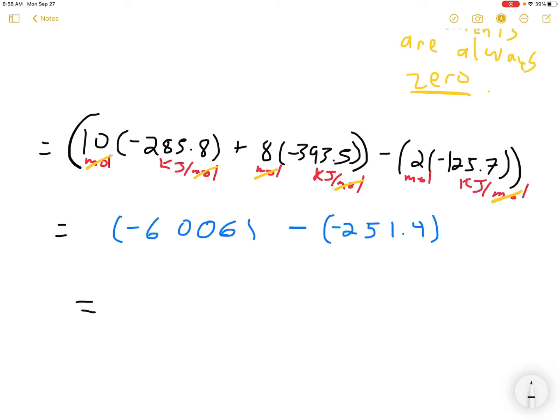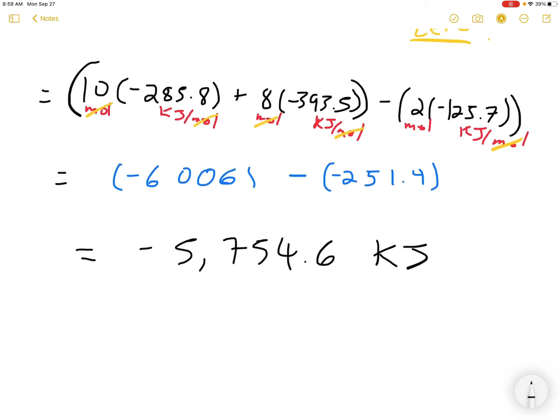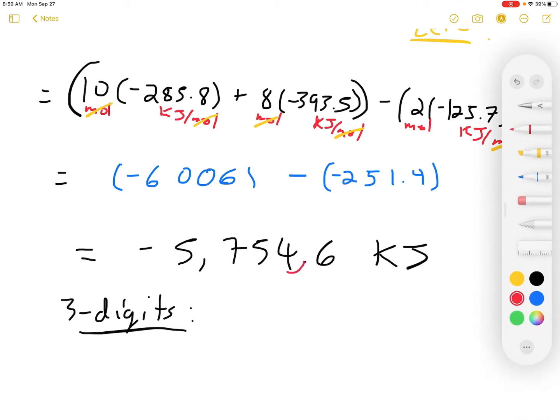And so plugging in those values, we would get finally a grand total of negative 5,754.6 kilojoules. That would be the enthalpy change of reaction. And if I were to put this in scientific notation, if I wanted 3 digits, and the diploma is going to specify how many digits they want, we can put this in scientific notation, which means we just move the decimal spot over to the 5, and that becomes negative 5.75 times 10 to the 3 kilojoules.